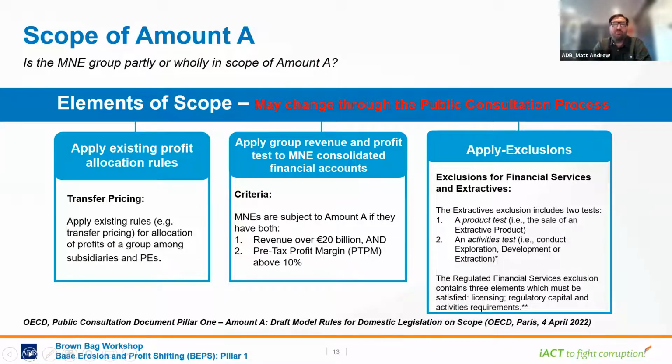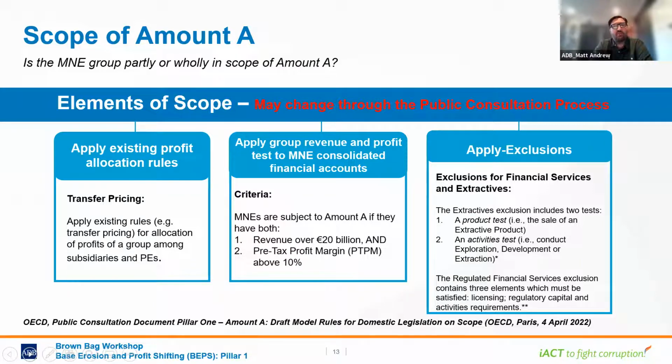And so we apply the revenue threshold test to see whether we have total revenues of greater than 20 billion euro, and we apply the profit tests. And there are 3 steps to that, which I'll go through next, in terms of understanding whether a multinational has profits above 10% of adjusted profit before tax.